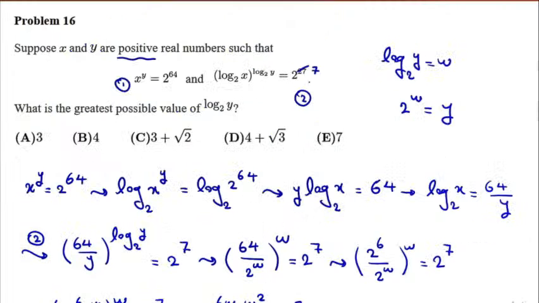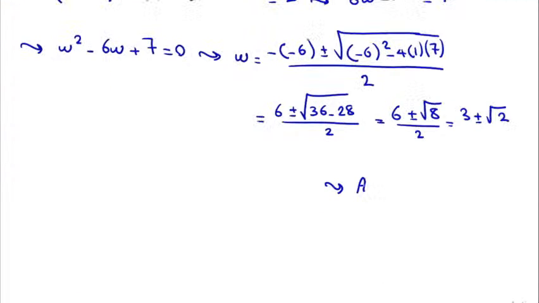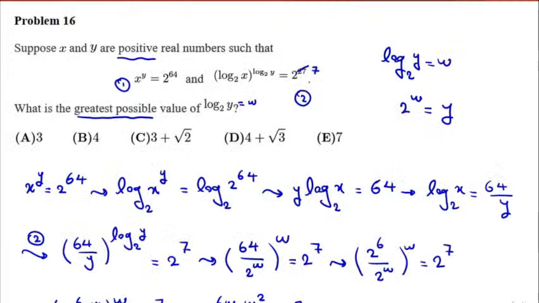And the problem says what is the greatest one? Greatest possible value of w, or log 2 of y. So, greatest possible case, and the answer is 3 plus root 2. Because it says greatest, we select plus. So, the answer will be C.